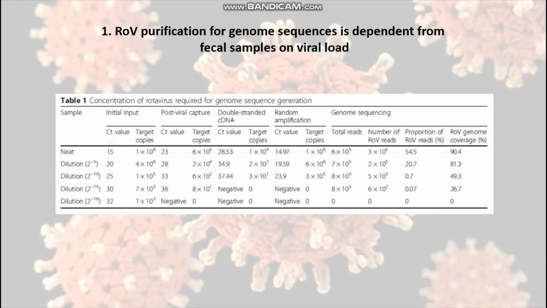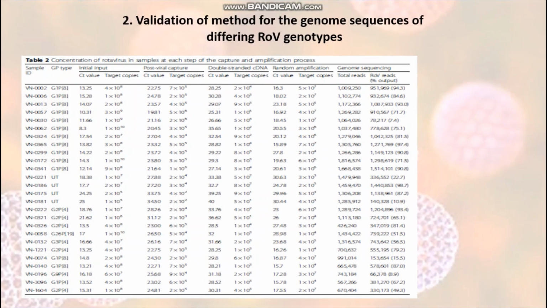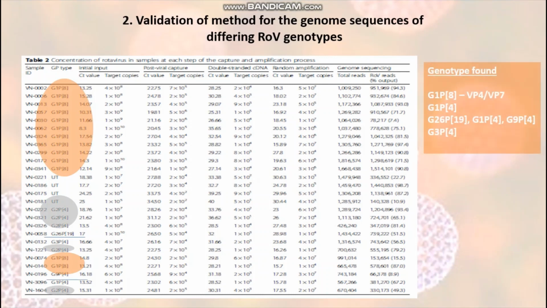Next, validation of the method for genome sequencing of different ROV genotypes. From Table 2, by doing the capture and amplification process on several labeled samples, the most dominant genotype that we tested is G1P8 with a certain CT value, and here are the expected target copies we got. Other than that, the ROV genotypes we tested are G2P4, G26P19, G1P4, G9P4, and G3P4. UT is the unknown.